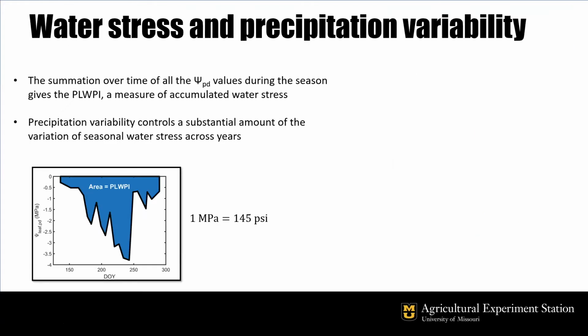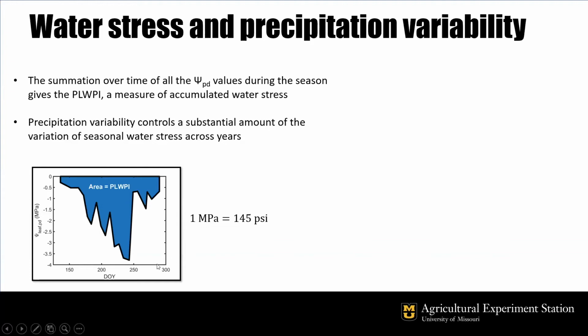So now let's take a look at what we've found in terms of water stress and its relationship with precipitation variability. To do this, we first need to calculate some metric for integrated water stress. And we use something called the PLW-PI. This is a measure of the accumulated water stress over the growing season, and so this is accounting for both the duration of stress and the intensity of the stress.